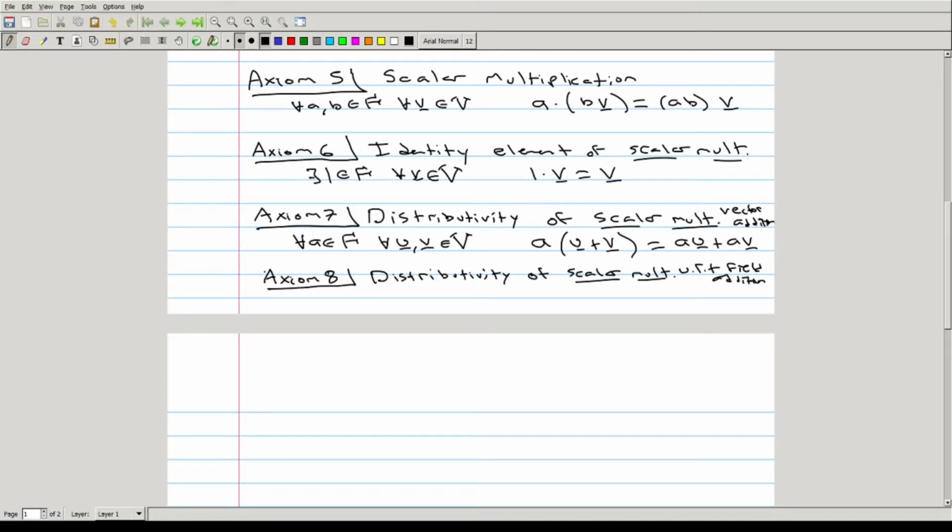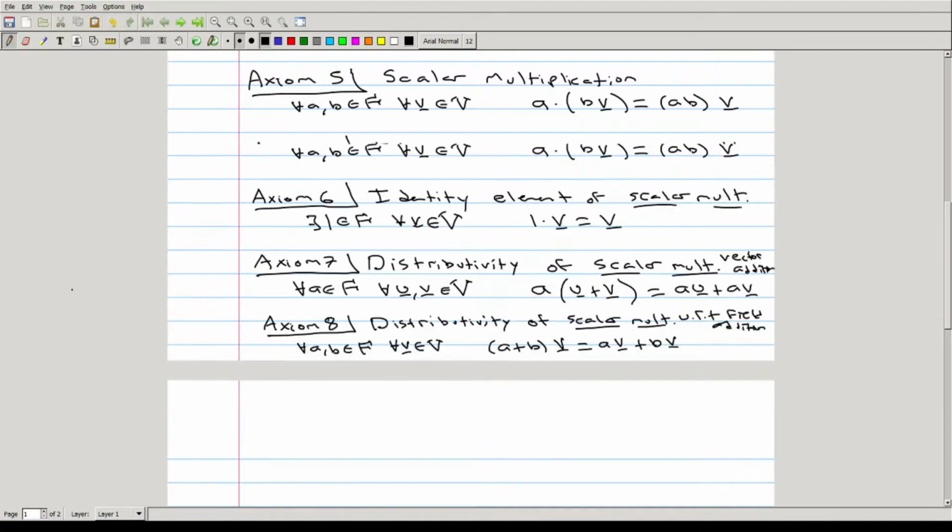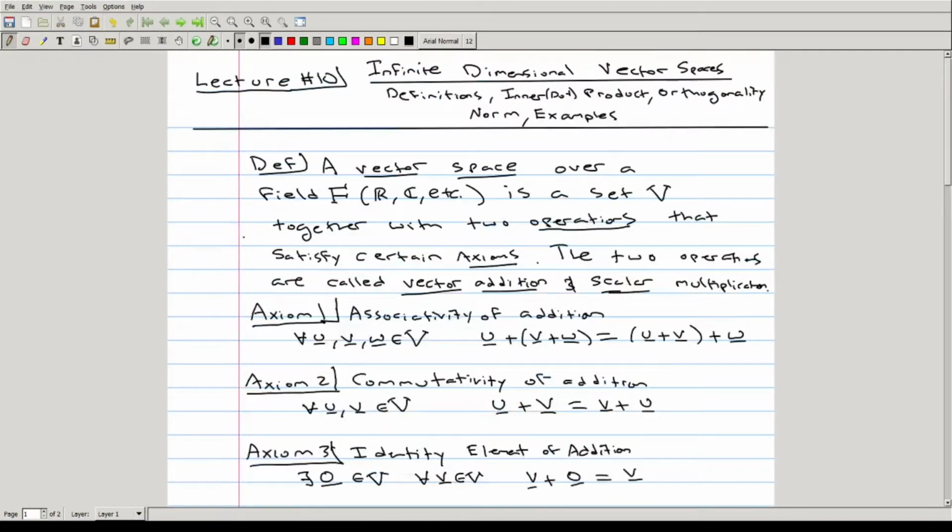And this is just that for any two scalars in the field, and for any vector V in the vector space, A plus B, so the scalar multiplication of A plus B times V, is the same thing as the scalar multiplication of A with V plus the scalar multiplication of B with V. So these 8 axioms really serve to define every axiom that is satisfied by any vector space, no matter how complicated it might be.